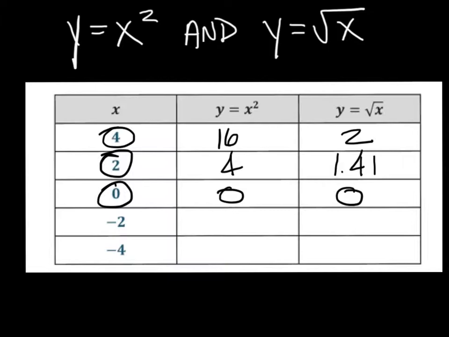What is the square of negative 2? 4. What is the square root of negative 2? It comes back to be an error. What is the square root of negative 4? Or actually, what's the square of negative 4 first? It is 16. What is the square root of negative 4? It's an error.